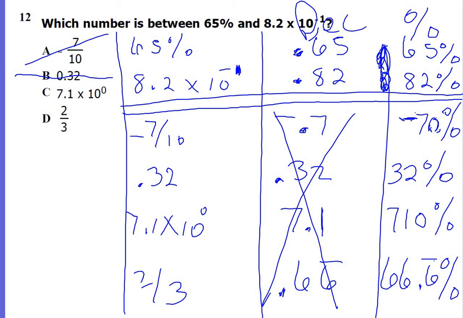Is 710% between 65% and 82%? It is not. Is 66.6% repeating between 65 and 82%? Yes, it is.